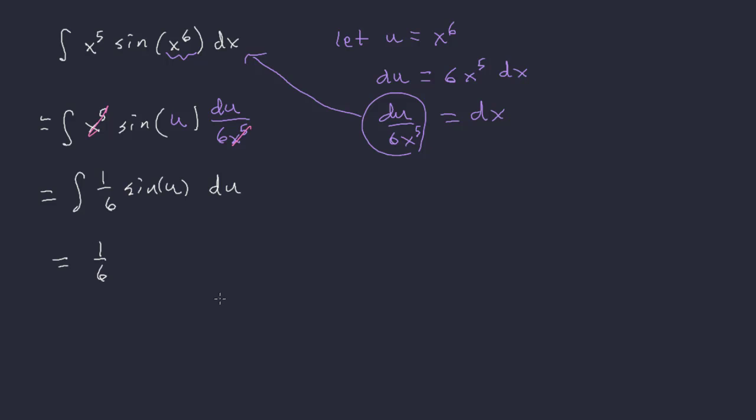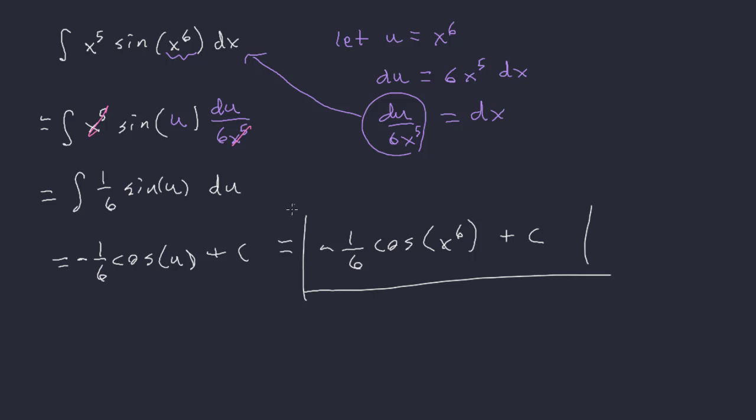The 1/6 comes along for the ride. The integral of sine of u, remember, is going to be negative cosine of u. That's something that's very easy to get mixed up. And then we just put our x's back in. So we get negative 1/6 cosine of x to the 6th plus c, and there we go.